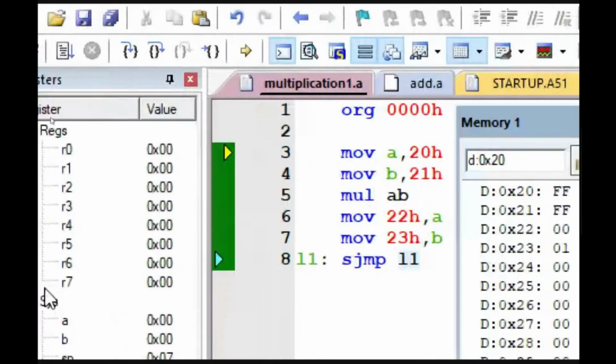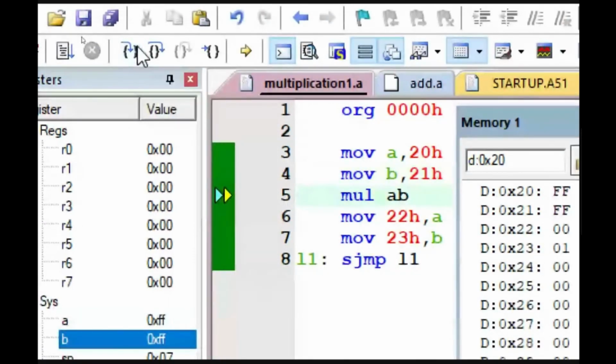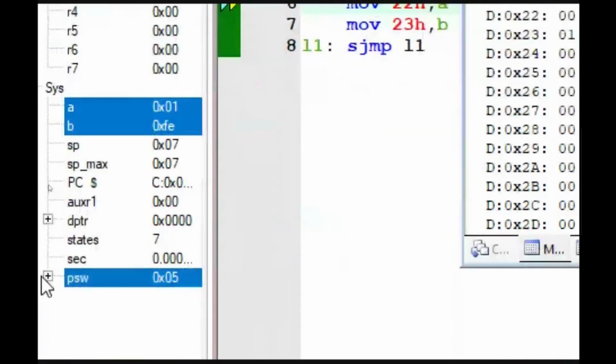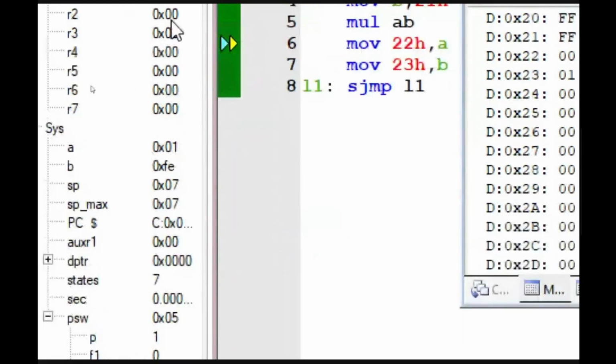Let us see. MOV A, 20H. So accumulator contains FF and the B register contains FF. After product, we are getting FE01. FE must be in B register and 01 must be in A register. You can see FE is in B register and 01 is in A register. And if we come down and see, definitely there will be an overflow flag set, because it is already exceeding 255. The product exceeds the count 255.